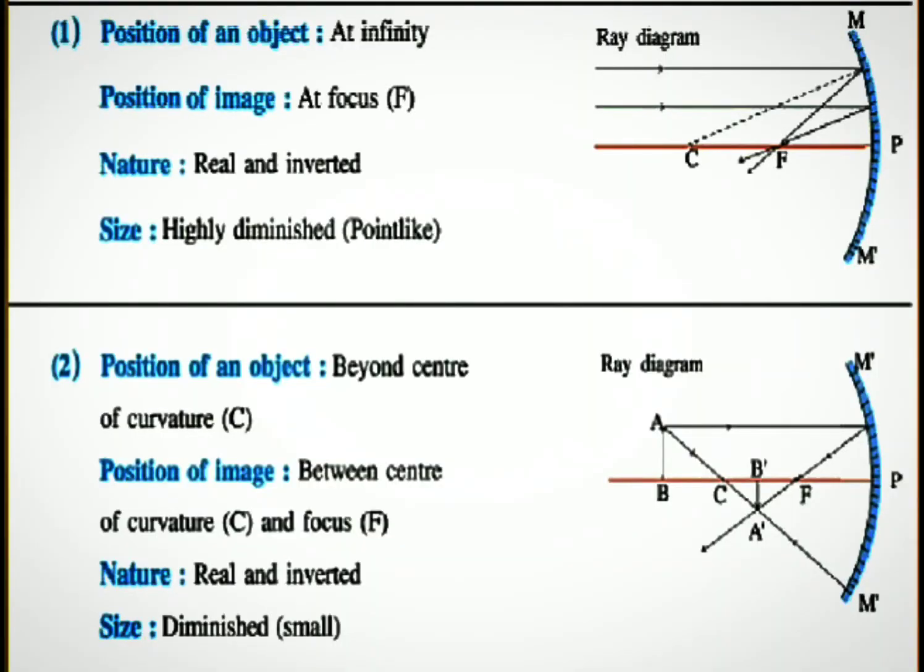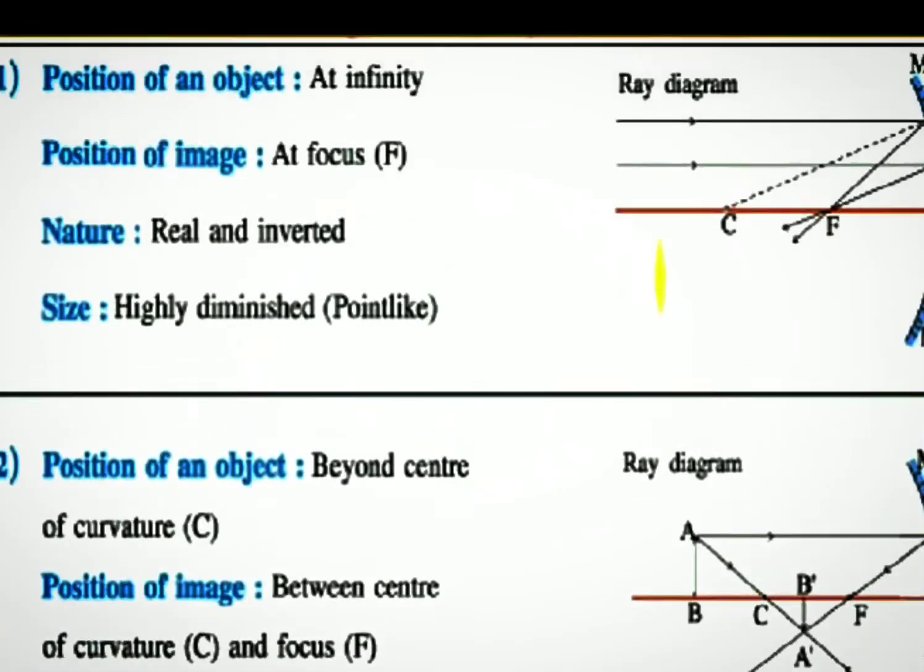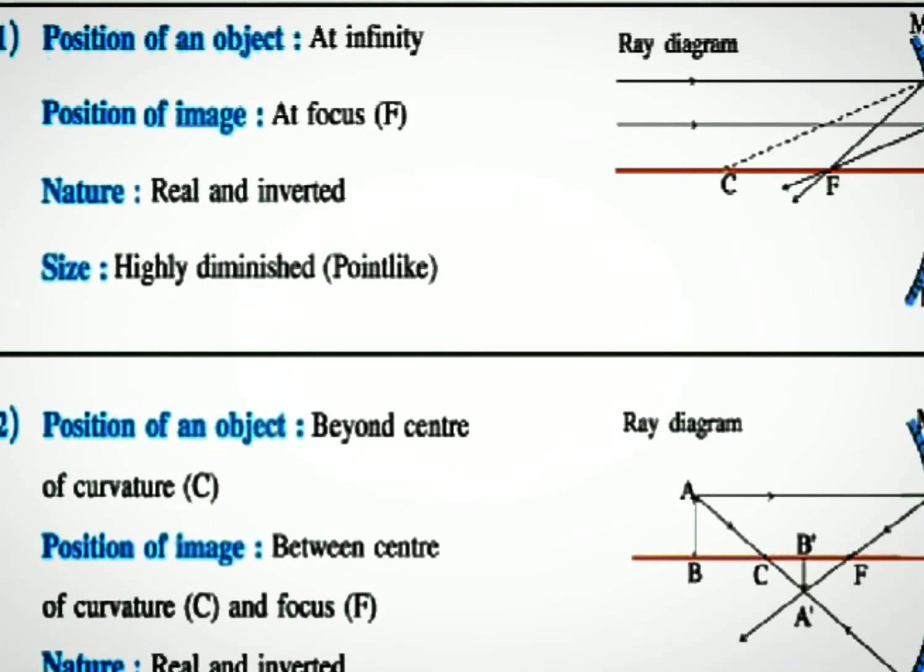Now based on these rules, we can construct ray diagrams of concave mirror for different positions of an object. Let's see one by one. First, when the object is placed at infinity, its image is formed at focus. Size is highly diminished, but the nature is real and inverted.